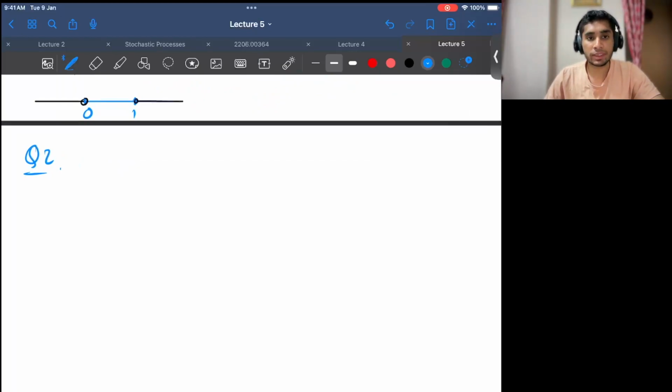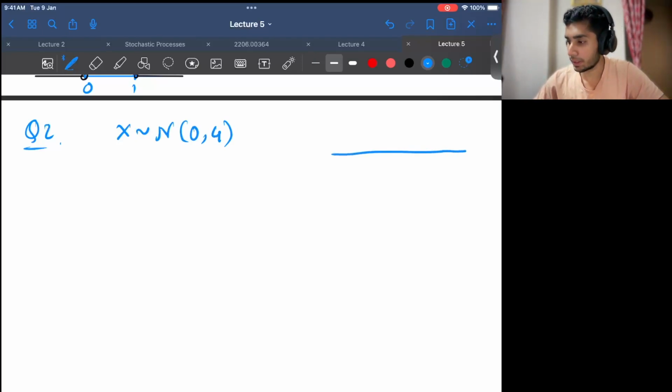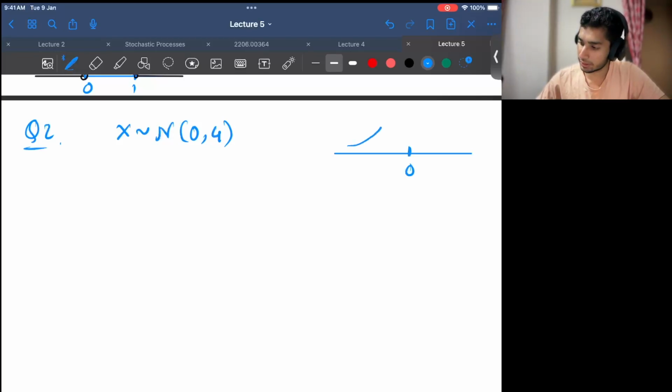Okay, so let's look at another question. This one is pretty straightforward, pretty easy. Let's say X is a random variable which is distributed normally with mean 0 and variance 4. How will the PDF of this random variable look? It is centered at 0 and distributed around 0, with a spread of sigma squared equal to 4. This is given to us.